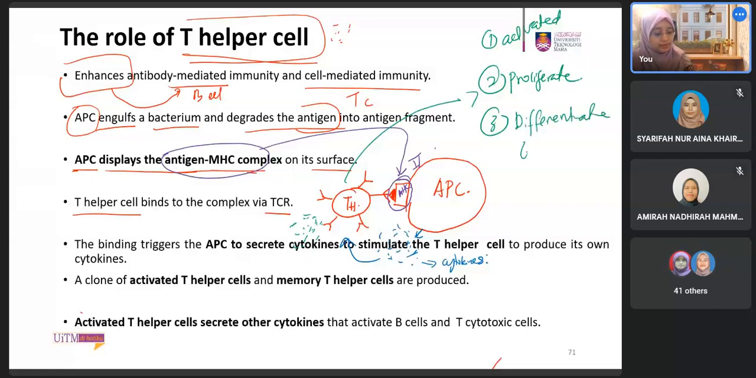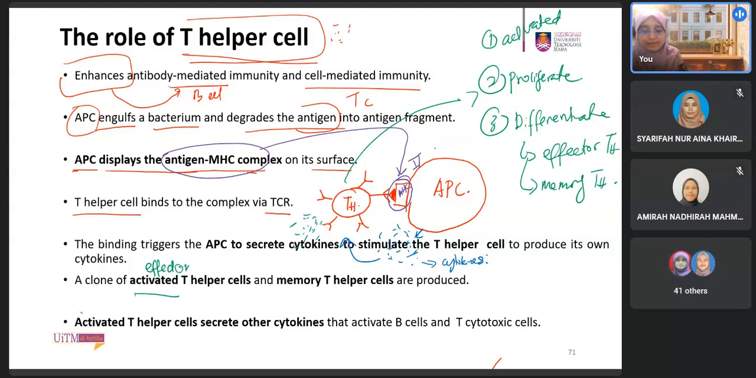Differentiate into what? Effector helper T cell, and also memory helper T cell. Okay, so a clone of activated helper T cell and memory helper T cell. Activated helper T cell is the effector. The effector helper T cell.